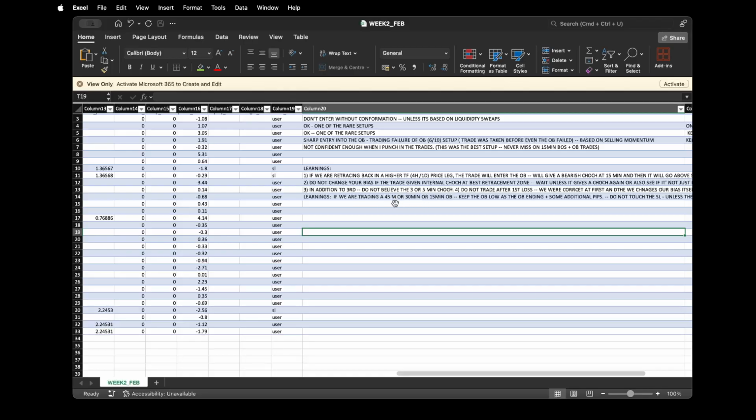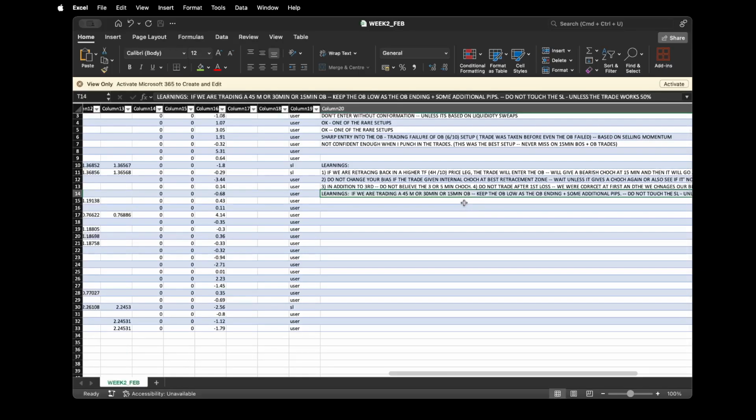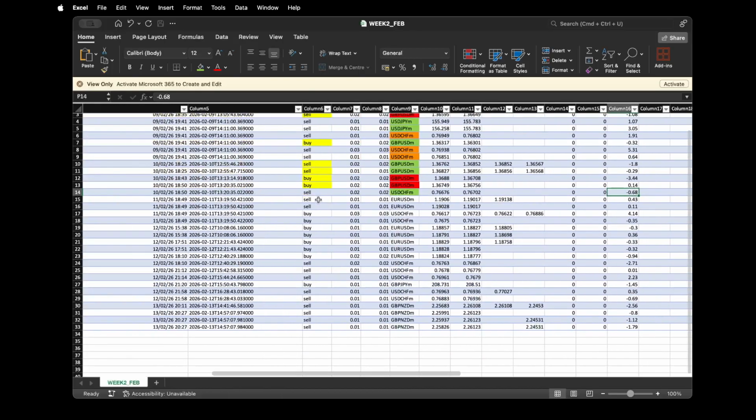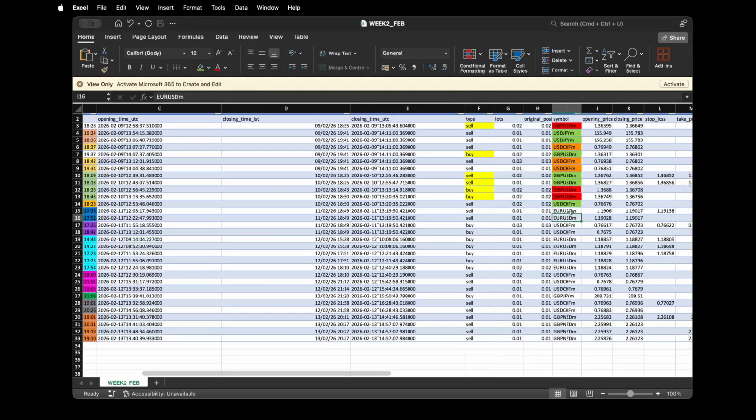If you are trading 45-30 minutes, I don't think you have any other learning from this. If you would have not touched the SL, you would have booked huge profits instead of ending up in loss. I just don't know what to say.